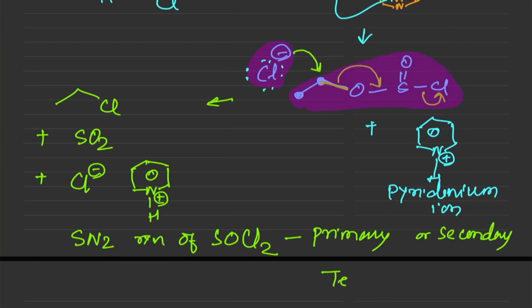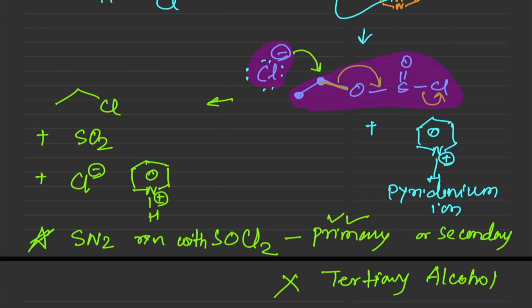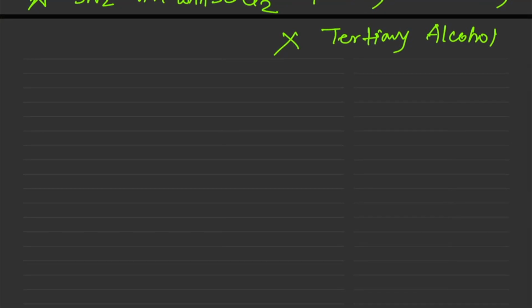In tertiary alcohols, you cannot do this reaction because of steric hindrance. So for SN2 reactions with SOCl2, it's only going to happen with primary, which is the best, and secondary, which is okay. Tertiary won't happen. So let's try to do the stereochemistry of SN2 reactions.